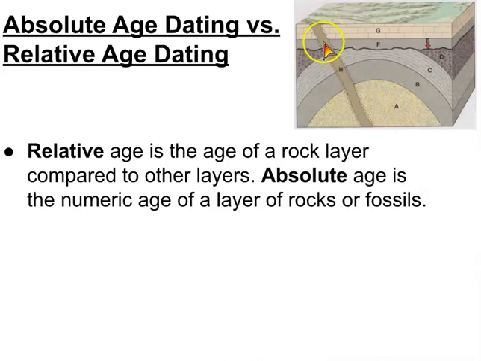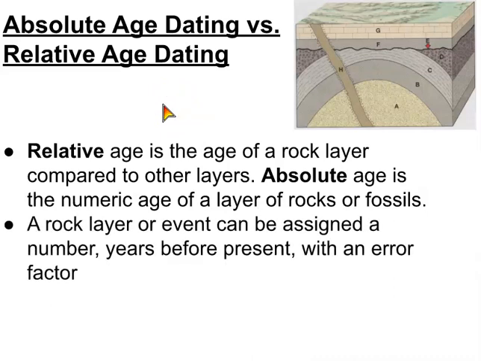Whereas H here is going to be the youngest because it's an igneous intrusion, right? That's cross-cutting, that's the principle of cross-cutting relations. It's going across all of these, so therefore it's the youngest. So that's how relative age dating works. Absolute age dating is the numeric age of a rock layer based on these radiometric principles that they just explained in that video. So it's going to be assigned a number of years before present with a certain error factor.